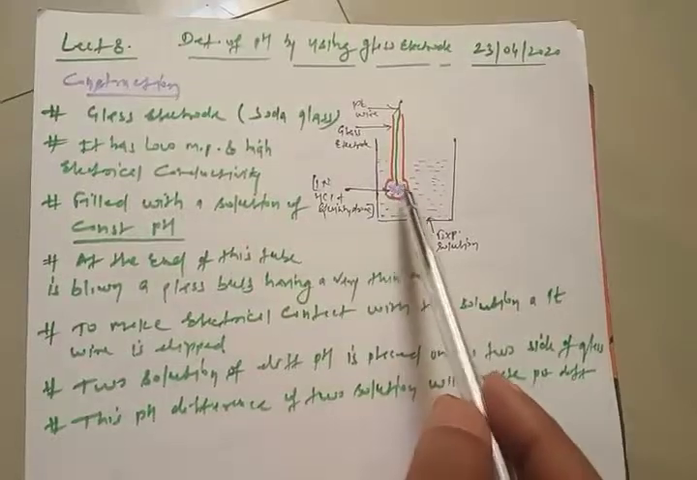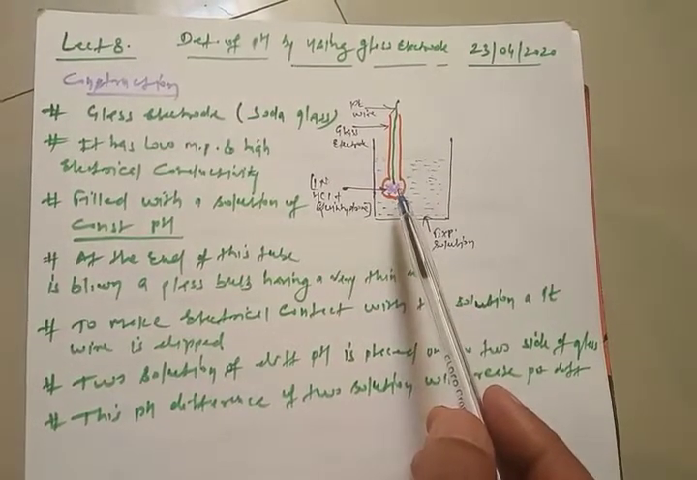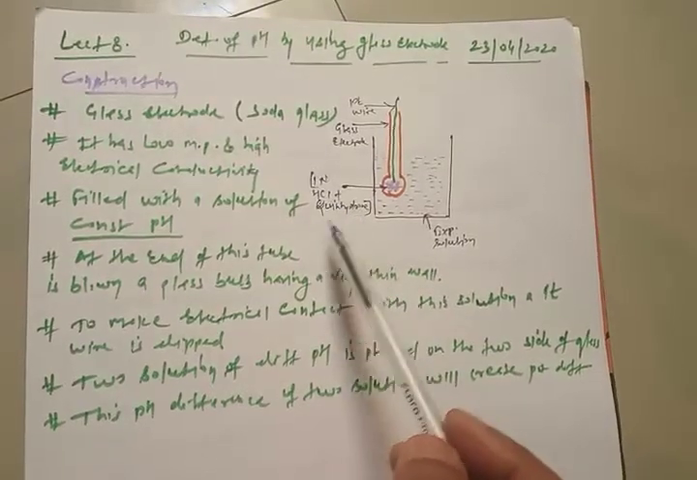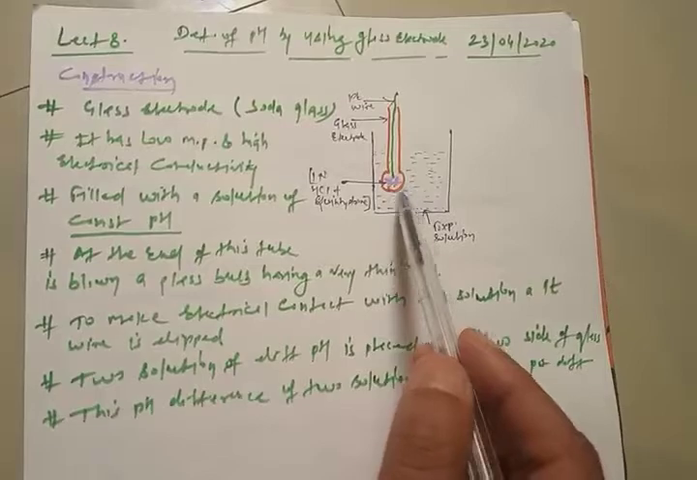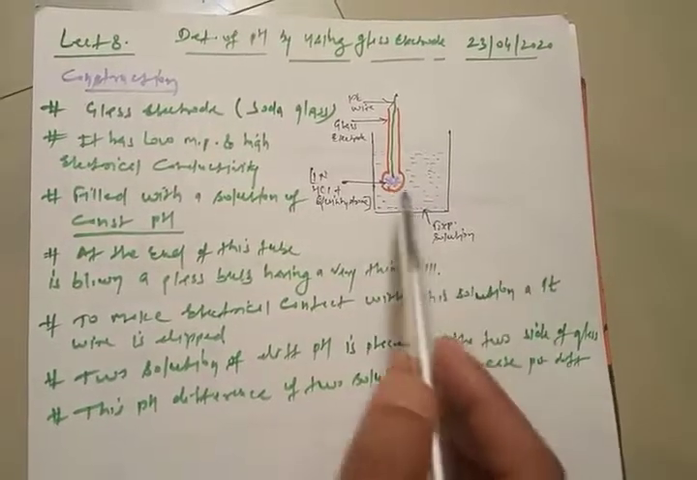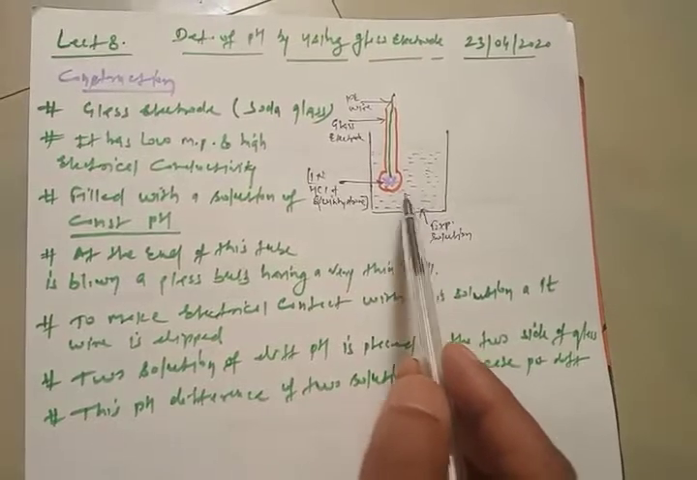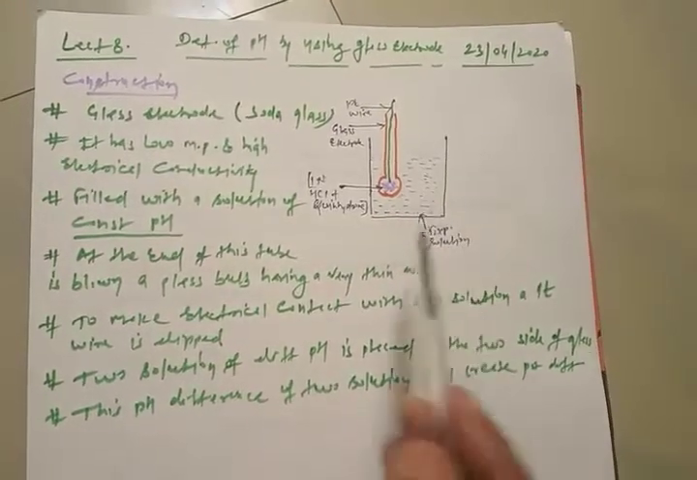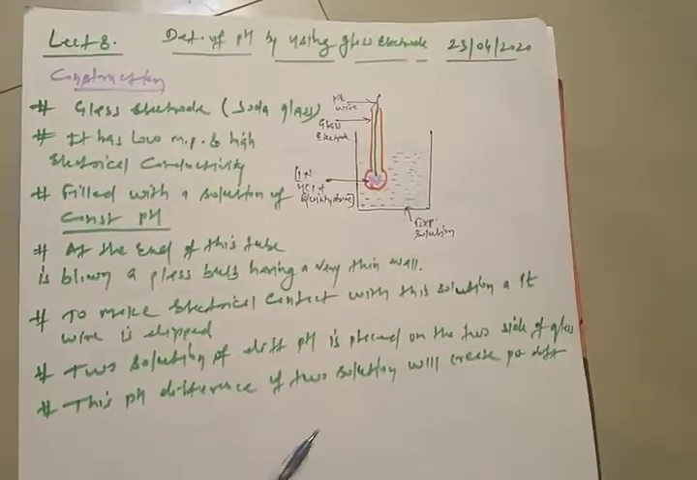Then it is filled with a solution. This is very important to understand. This solution is filled with a constant pH, and the solution is what? 0.1 N HCl and quinhydrone. And then at the end, this is the bulb which is blown. This bulb has a very thin wall, so this will directly connect with the experimental solution, and the difference of these two solutions' pH will create a potential difference.